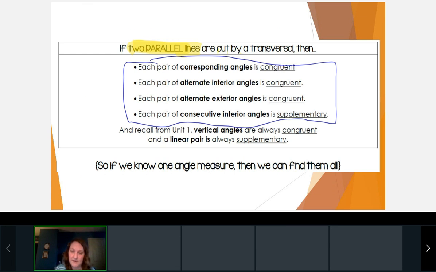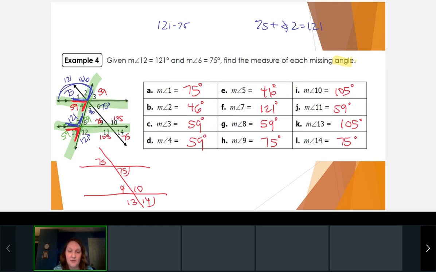There's another name for consecutive interior angles. You might hear consecutive interior angles also referred to as same side interior. And this is actually how we used to teach it. Same side interior angles. I like to call them same side interior angles because I start to feel like a snake. Same side supplementary. Same side supplementary.